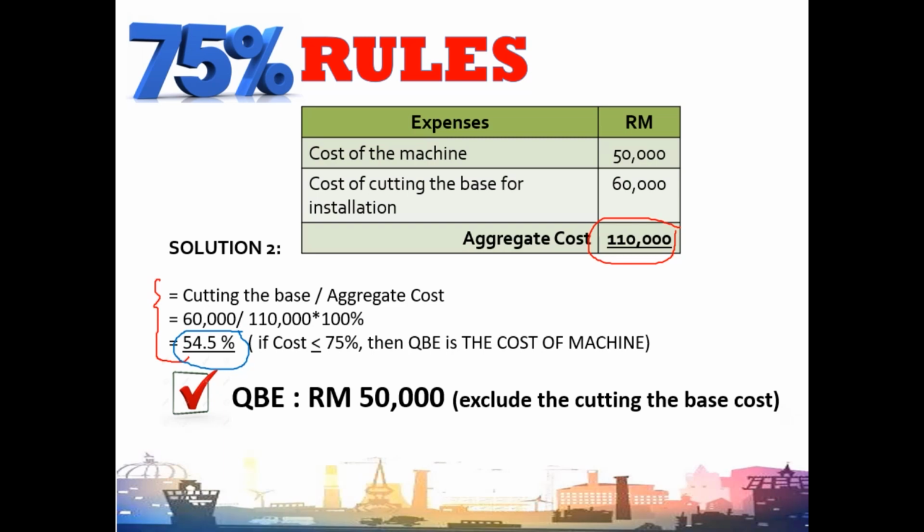So to summarize, if the cost of installation is less than 75%, then the QBE is only the cost of machine. We do not include the installation cost. So the QBE is only the cost of the machine, 50,000. So this is an example of the 75% rules.